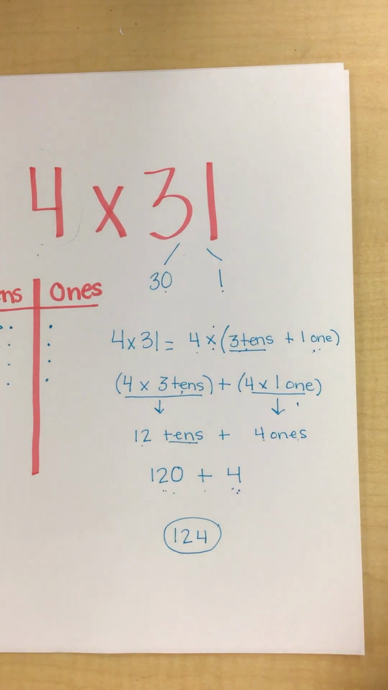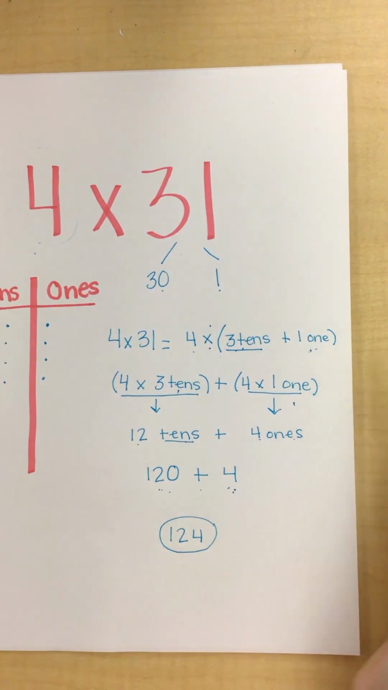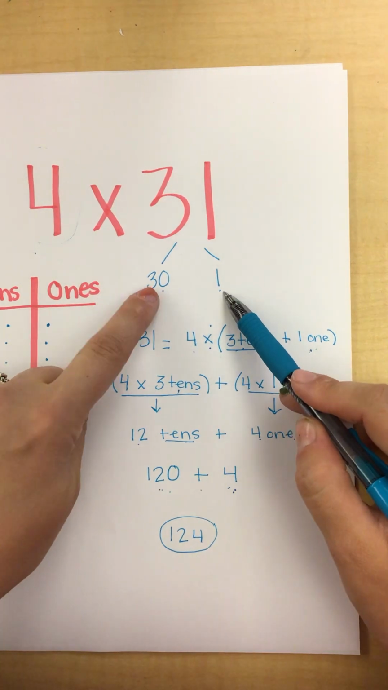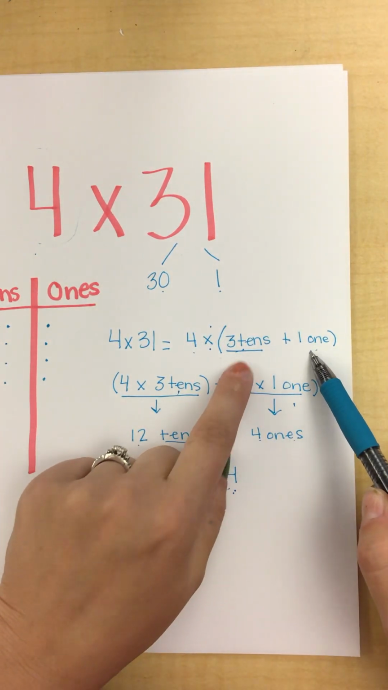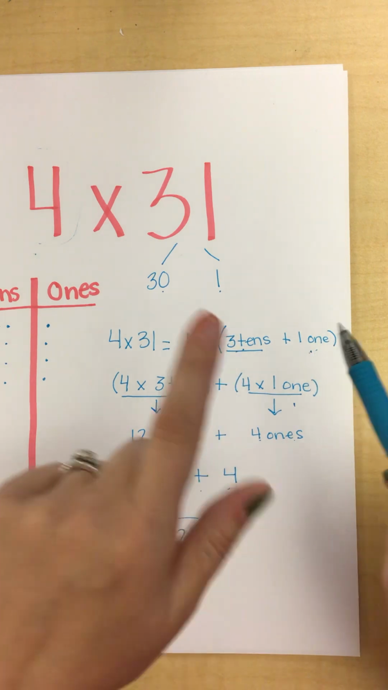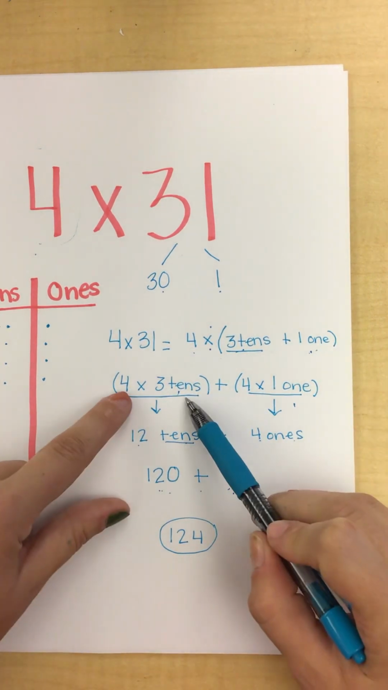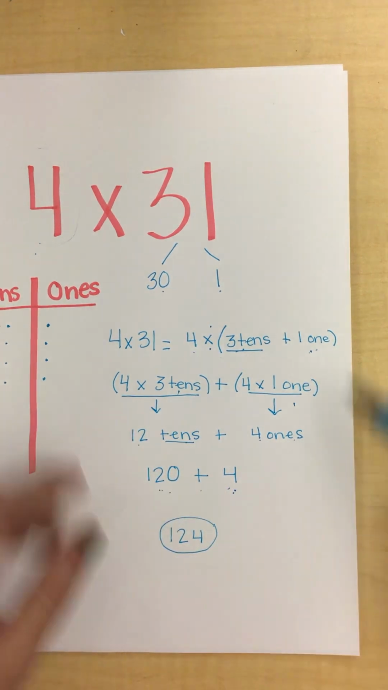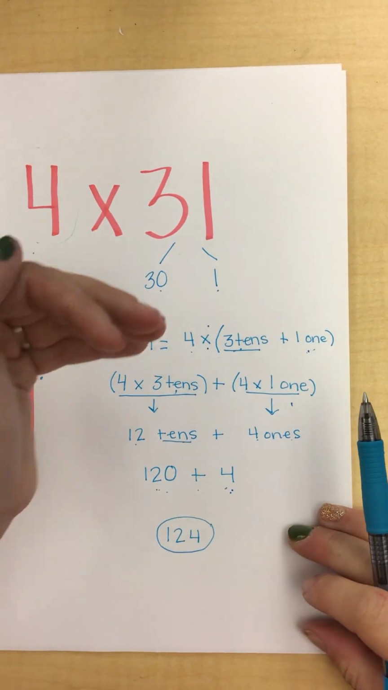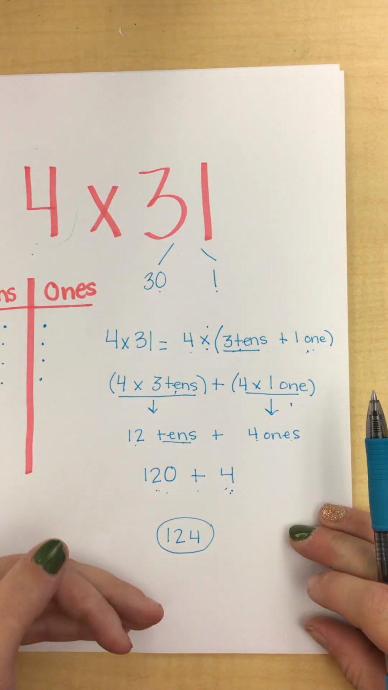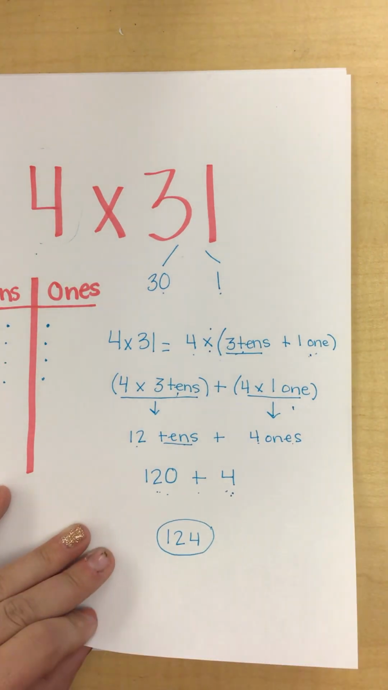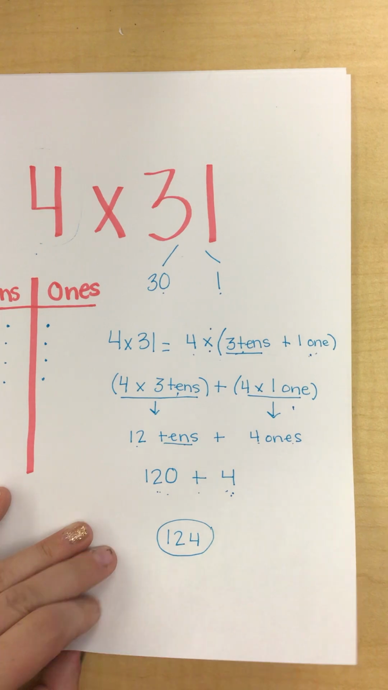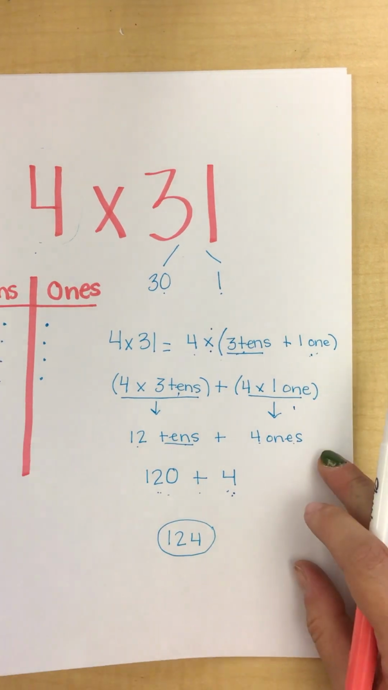So again, all we did that was a little bit different is we split up our 31 into 30 and 1, so our tens and ones, and wrote it in unit form. 4 times the 3 tens, 4 times the 1 one, and we just break that apart slowly. And this is what you're going to be doing today, exactly like this. So now you're welcome to go ahead on your whiteboard and do the next problem with me, so that you can practice this, and then you're going to be practicing this with our sub.